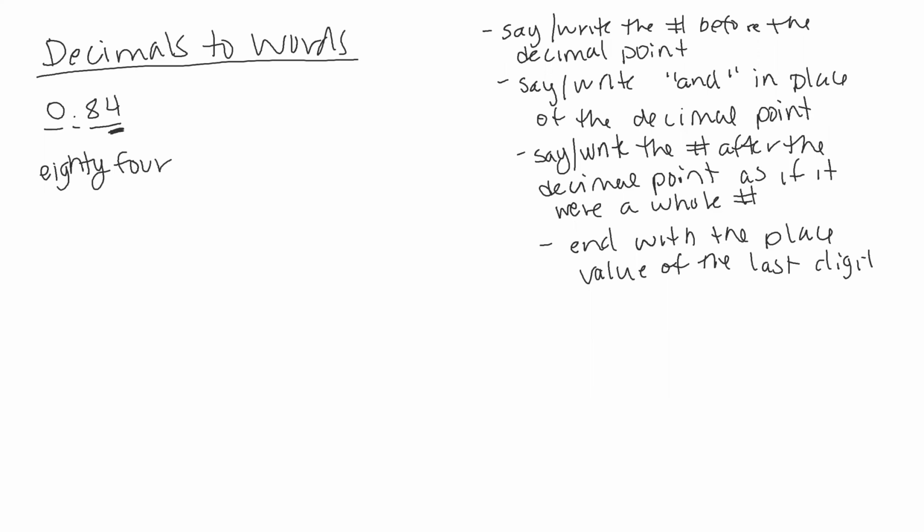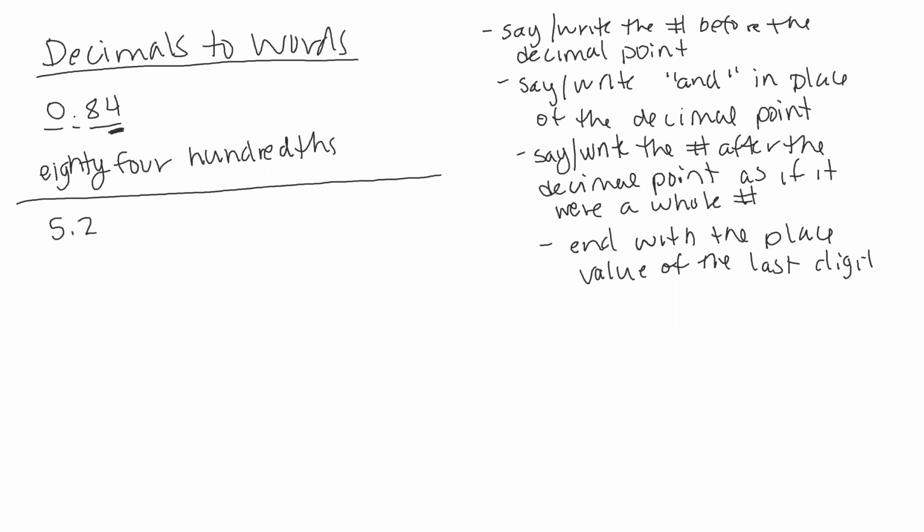Well, the last digit is 2 decimal places in. 2 decimal places coincides with a power of 10 that has 2 zeros, so 100. So this would be 84 hundredths. And that's it. All right. Let's try this one.